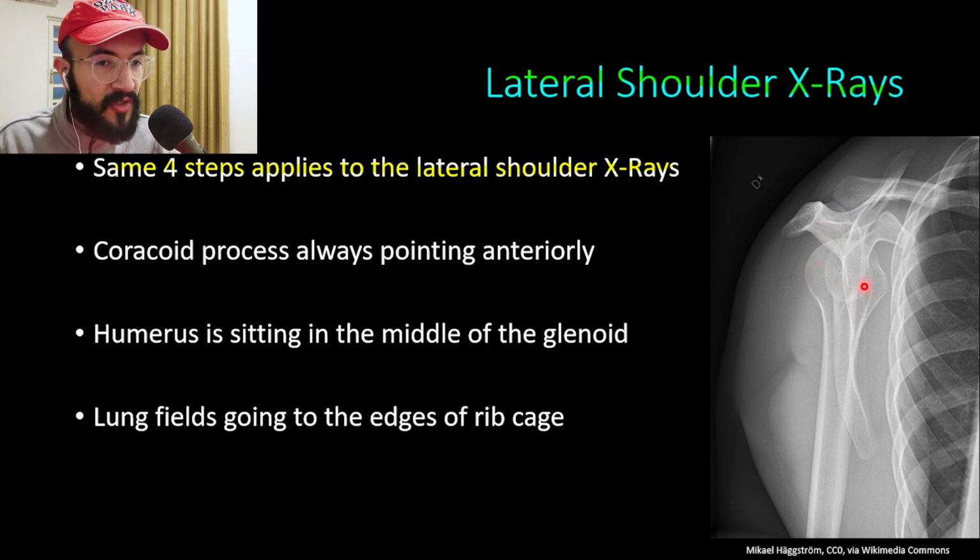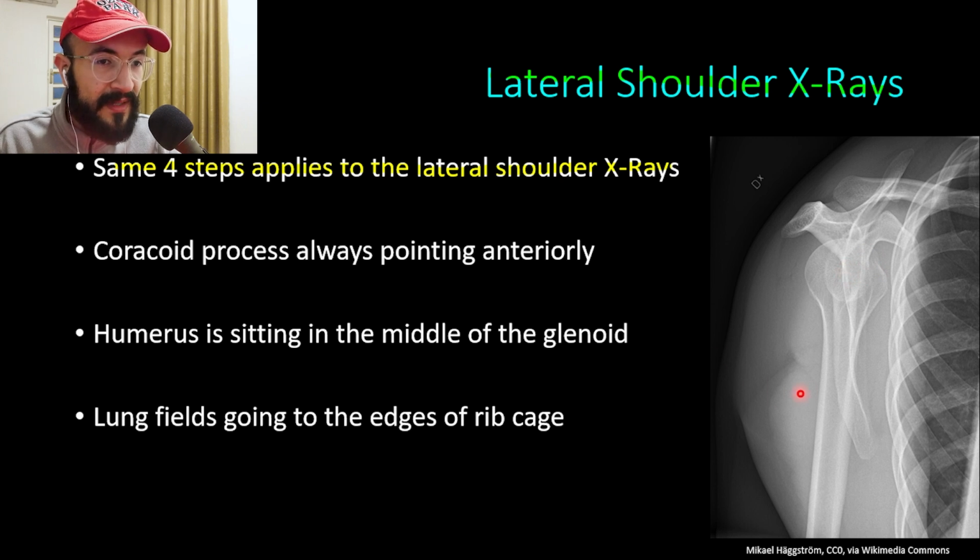So starting with the glenohumeral joint, we make sure that the humeral head is sitting in the center of the glenoid, and this here is a normal glenohumeral joint. Then we move on to the AC joint. We make sure that the acromion and the clavicle are on the same line, so this is a normal AC joint, and the SC joint can't be seen here. Then after that we move on to step 3, which is assessment of the soft tissues.